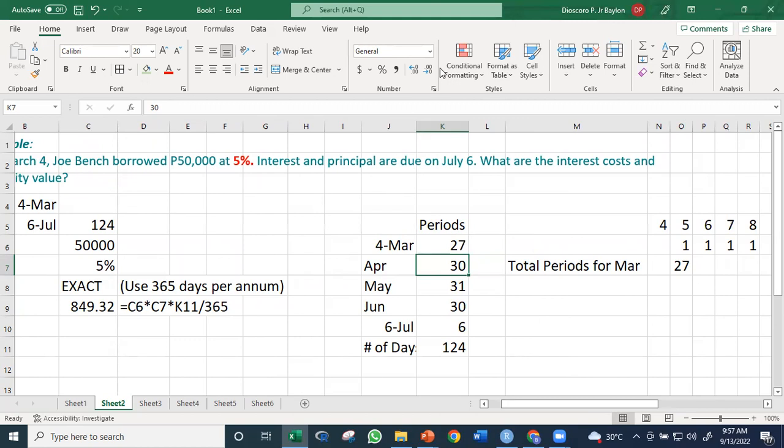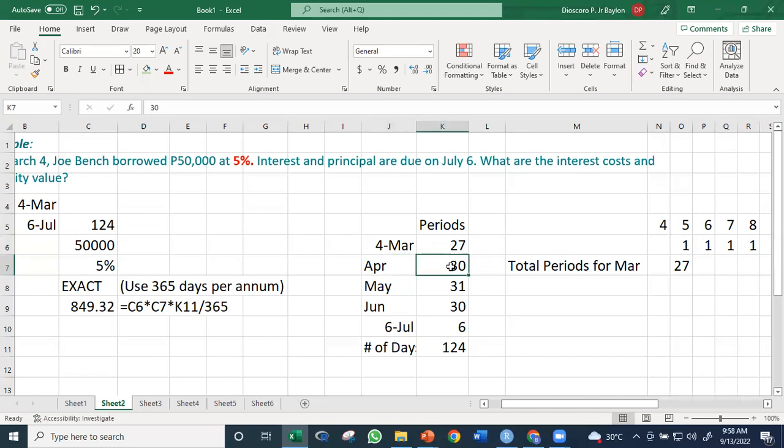Okay, any suggestions? Why is that 30? So let me backtrack. Here, March 4 up to March 31. Okay, so that's March 31 minus March 4, that's 27. This is okay. How about for April?